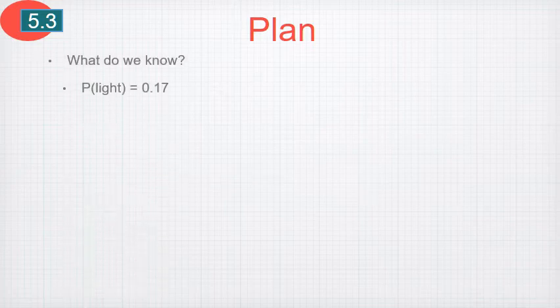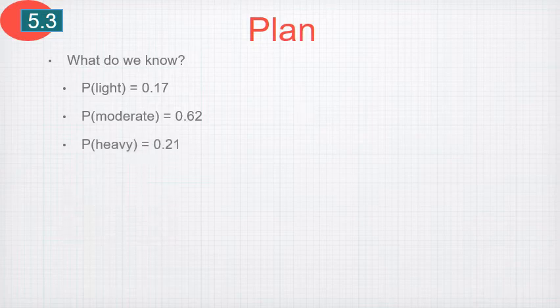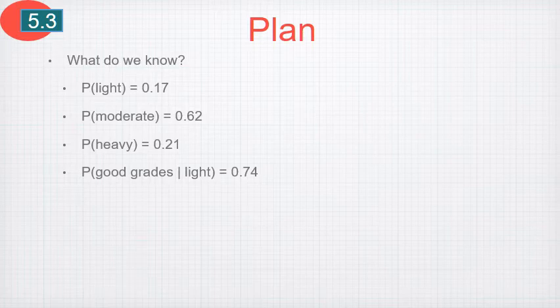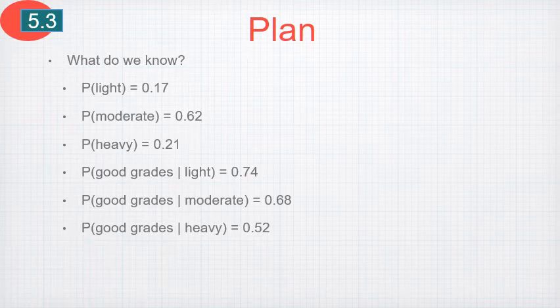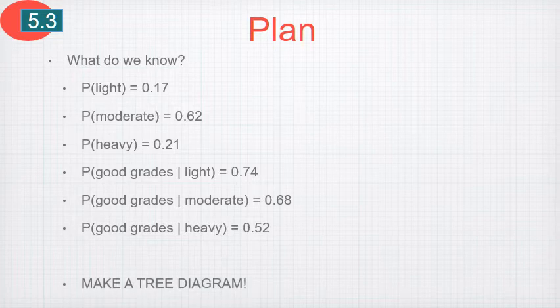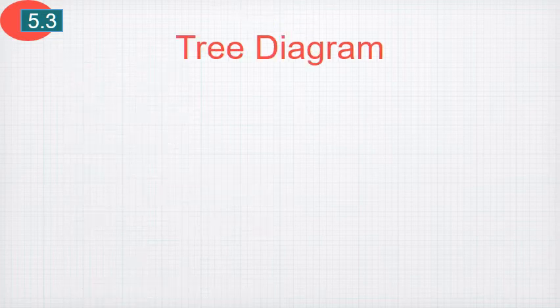We know the probability of light users is 0.17. The probability of moderate users is 0.62. The probability of heavy users, 0.21. The probability of getting good grades given that you're a light user, 0.47. The probability of good grades given that you're a moderate user, 0.68. And the probability of good grades given that you're a heavy user, 0.52. My goodness, that's a lot of probabilities. To me, it looks like we should make a tree diagram. So that's what we're going to do.